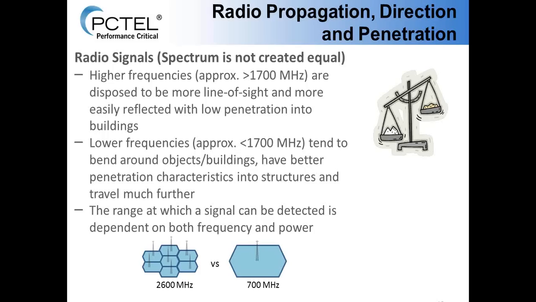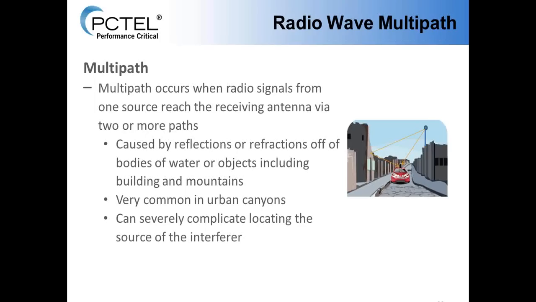And then there's radio wave multipath. Multipath occurs when the radio signals from a source reach the receiving antenna via multiple paths. It gives you two or more paths. This is caused by both reflections as well as refractions off of bodies of water or objects, including buildings and mountains and the like.